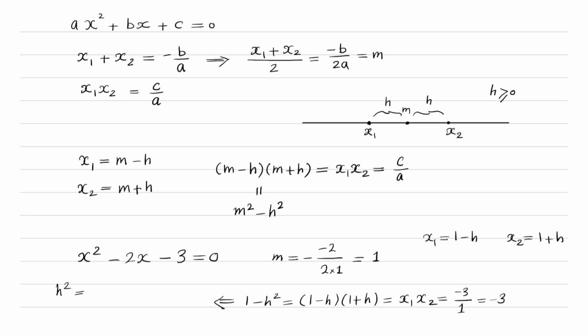so h squared is 1 minus minus 3, which is 4. So h is either plus 2 or minus 2, but remember we assume that h is positive, so we take h equals 2. And from this we can see that the first root is 1 minus 2, which is minus 1, and the second root is 1 plus 2, which is 3. So the two roots of this equation are minus 1 and 3.